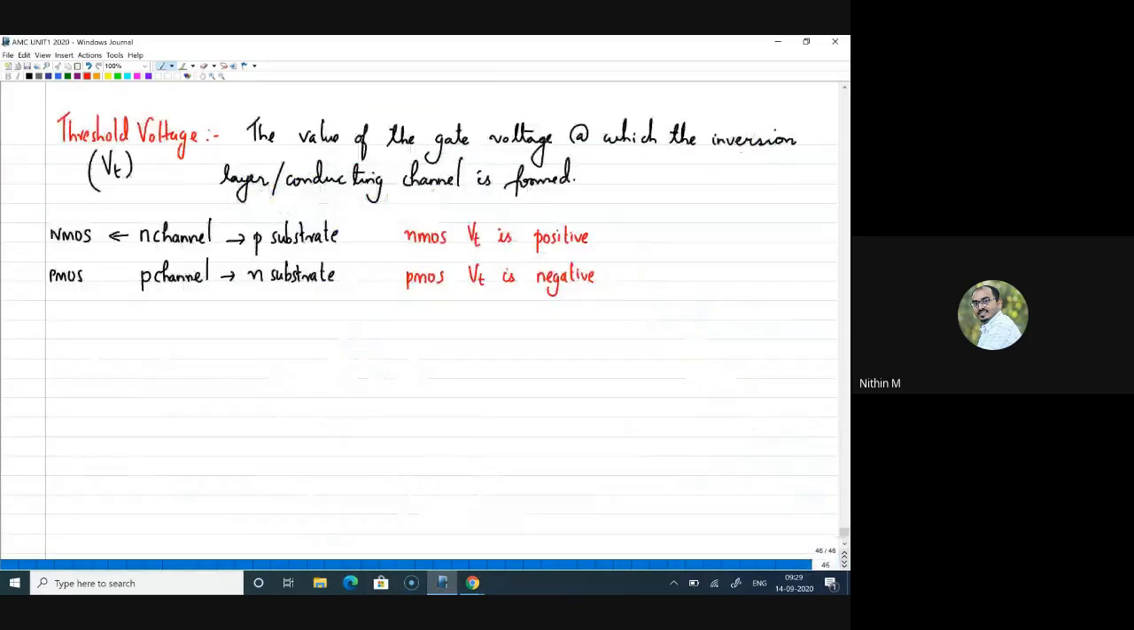Okay, right. So this is what we need to understand about a MOSFET regarding threshold voltage. Moving further, we said that if you apply a voltage more than the threshold, or at least equal to it, we have a conducting channel, right? Now let us look at the channel in a little more detailed way.